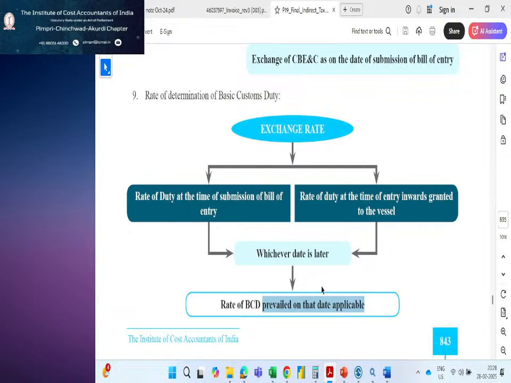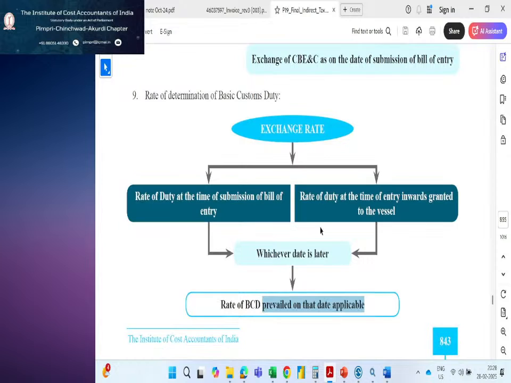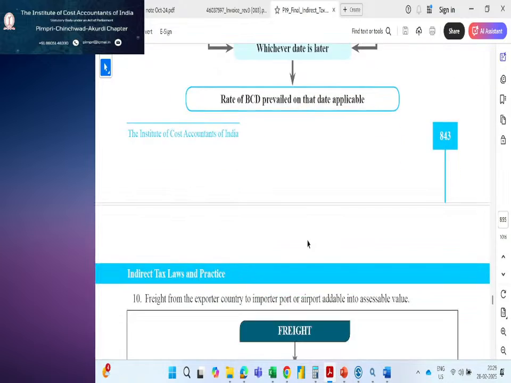Like the exchange rate, we have it in so many places: shipping bill, let export order, while preparing any customs document. So we have multiple dates, and exchange rates also. Basic customs duty also has different rates at the date of submission of the bill of entry, or at the time of entry inwards granted to the vessel.